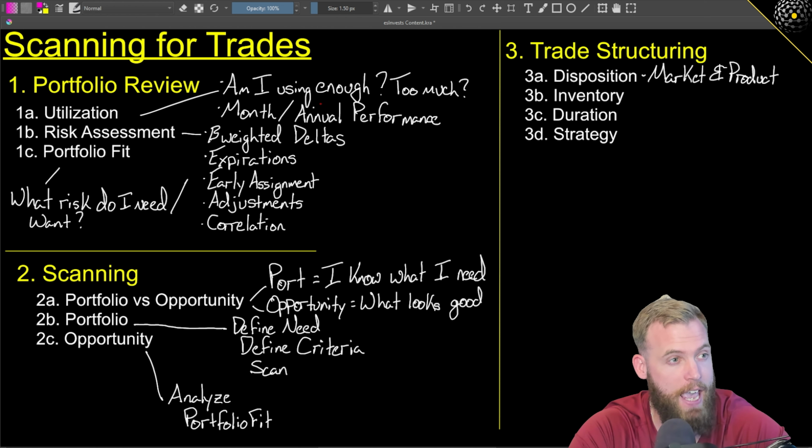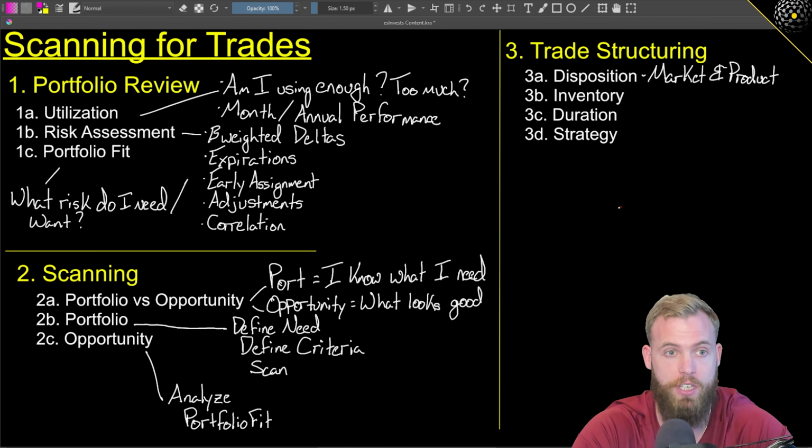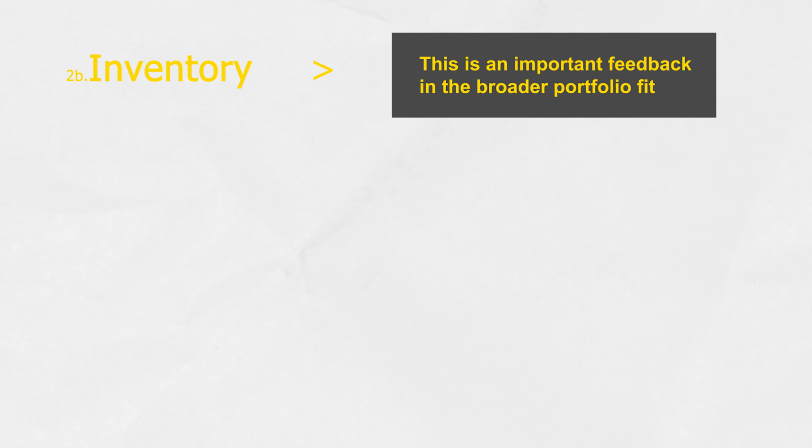By the time I get to the end of this flow, I almost have the decision made for me. It makes it much simpler for me to arrive at good trades. So I'm going to start with the market disposition. And then again, if it's an opportunity driven trade, I'm going to review the product nice and early. Once I get through this scanning phase, I'm always going to make a short list of things that make sense. And then I will structure trades and make a final decision based on what best fits the overall portfolio. Now, inventory, this is an important feedback into the broader portfolio fit.